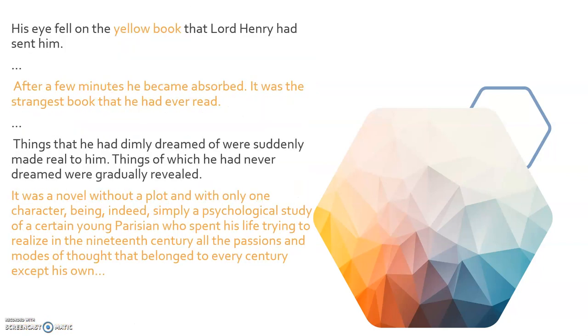And then the last little bit of this chapter, which is quite important, it's the delivery of the yellow book that Lord Henry sends for Dorian. He sends it to Dorian to take his mind, perhaps, off the whole unfortunate Sybil events. And it's a story about a young Parisian who spends his life trying to realize all the passions and modes of thought that belong to every century, very similar to Dorian, this pursuit of passion.